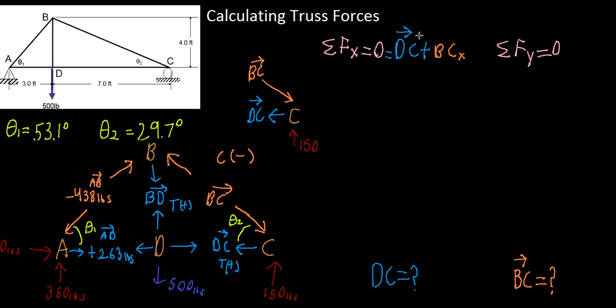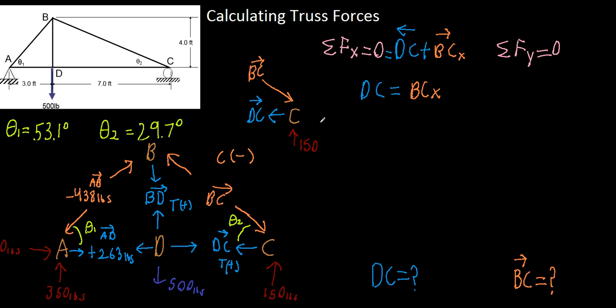And actually, let me get rid of this arrow that I put over DC. That's going to confuse you in a second. I was just calling it vector DC, to give it its proper name. But I don't want you to think of these as positive or negative. You don't say BC is going to the right, so it's positive, DC is going to the left, so it's negative. Instead, just think of the direction it's going. So DC is going to the left, and BC is going to the right. And know that all of your leftward forces have to cancel out all of your rightward forces. So we can say DC equals BCX because they have to cancel out.